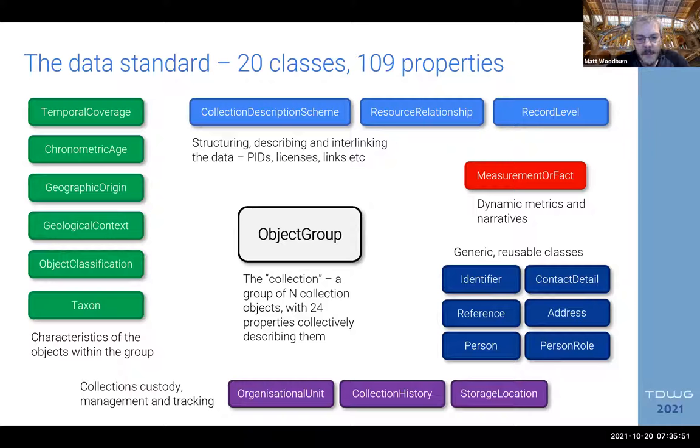We also have a set of more complex or hierarchical classes that describe the object group, which is shown here in green on the left. And then a set of classes at the bottom in purple that are more to do with custodianship and tracking of the collections. On the right, in the dark blue, are a set of more generic classes such as identifiers, people and references that can potentially be attached to a number of the other classes in the standard. And above that, a measurement or fact class, which we've pinched from Darwin Core and ABCD, that can be used for dynamically defining quantitative metrics and textual narratives about the collection. And then finally, at the top in the light blue are a set of classes that are more related to the structuring of the data itself, making it FAIR and machine actionable.